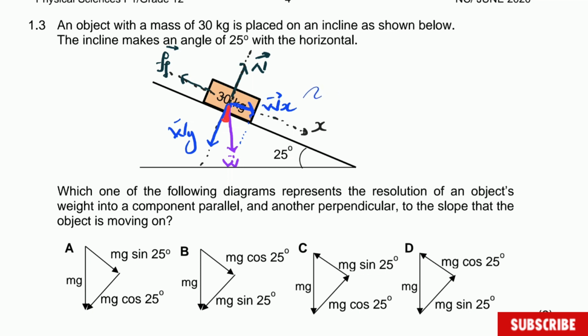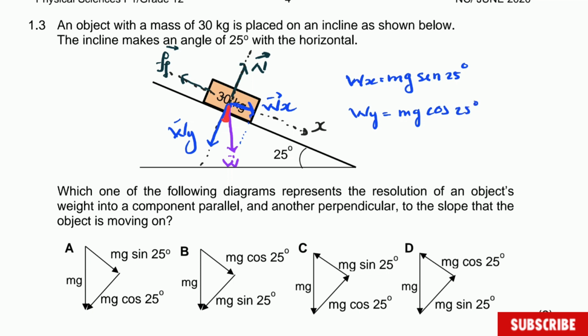Therefore, you can see that the weight in x is the opposite side. So weight in x is equal to mg, or weight, multiplied by sin theta. In this case, it's 25 degree. Let's write the 25 degree because it is like that in the answers. And then the weight in the y-axis, you can see, is adjacent to the 25 degree, and therefore the weight in the y-axis is equal to mg cos 25 degree.